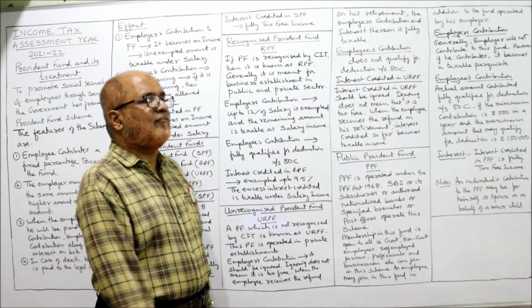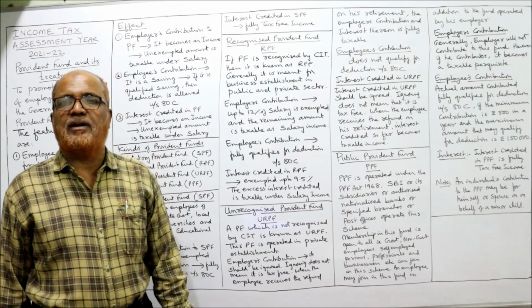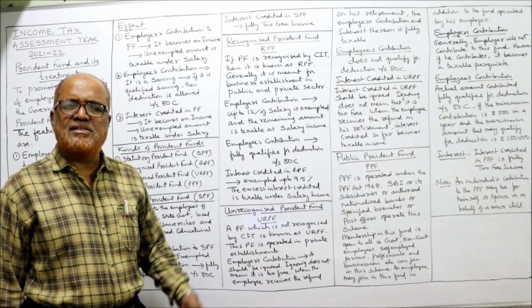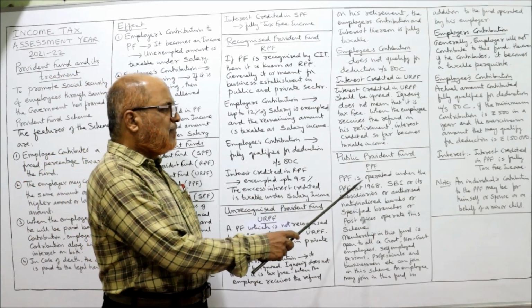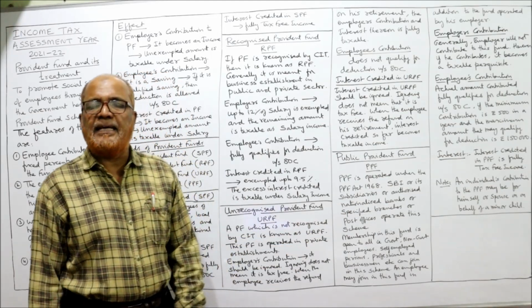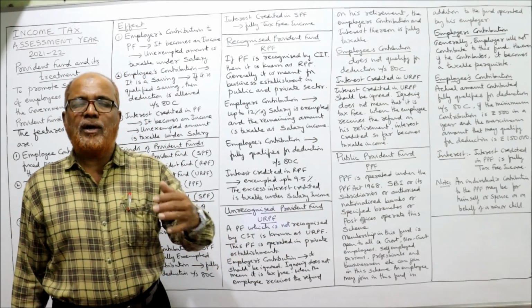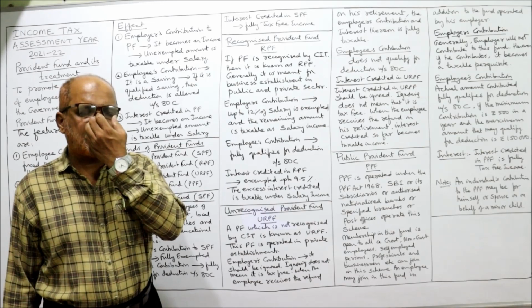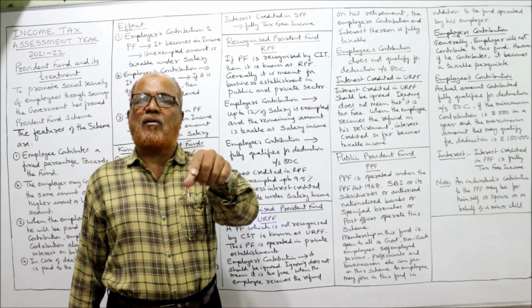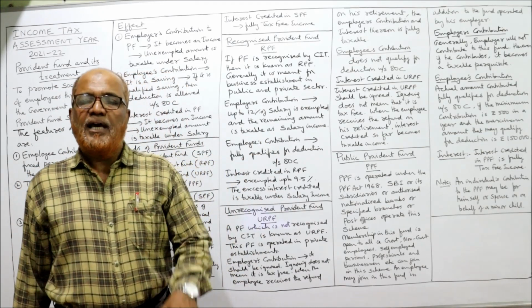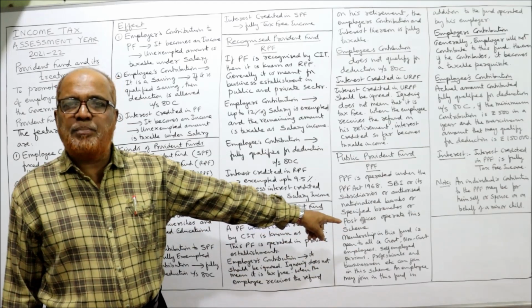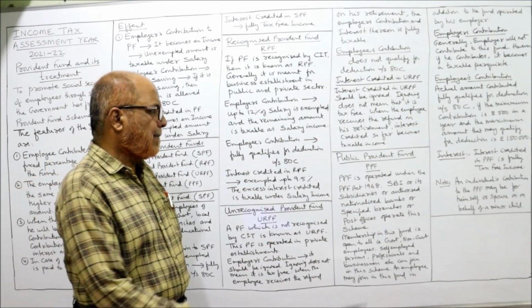Lastly, PPF, Public Provident Fund. This is the last type of provident fund. PPF is operated under the Public Provident Fund Act 1968. A law was passed in the Parliament called the Public Provident Fund Act 1968. In that act, this PPF will be operated.